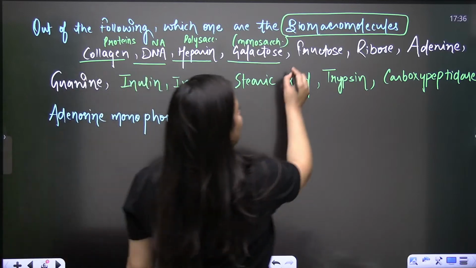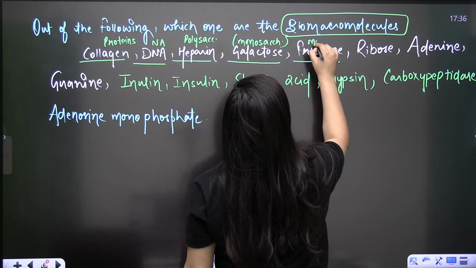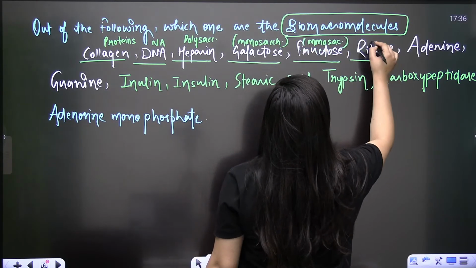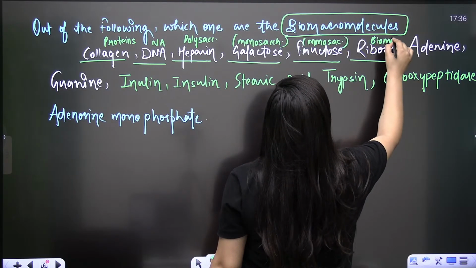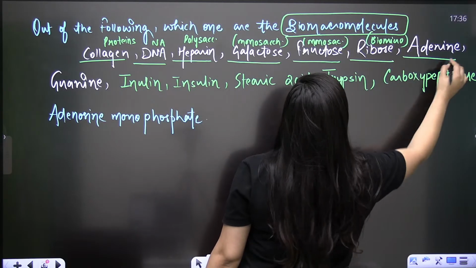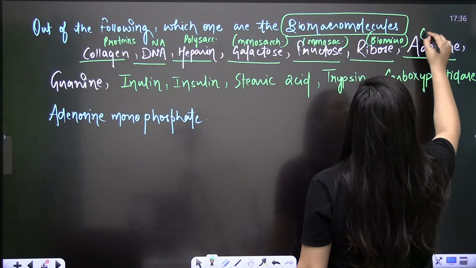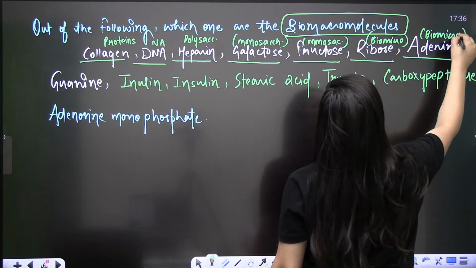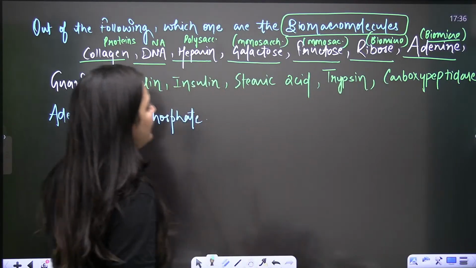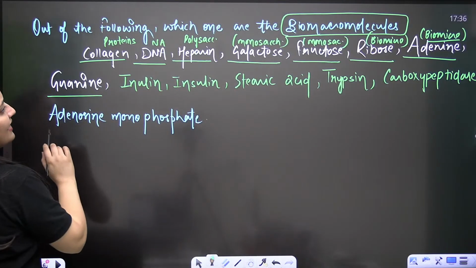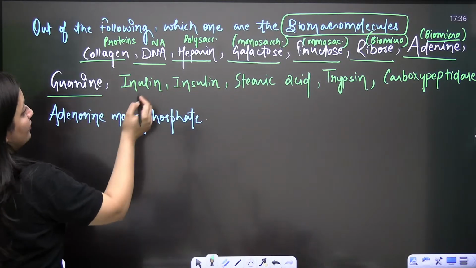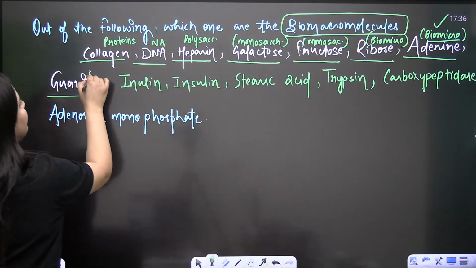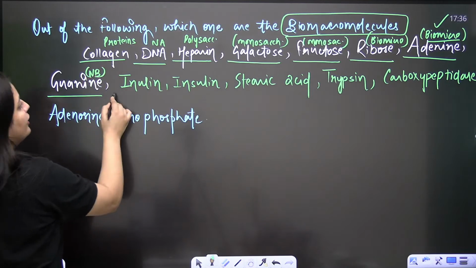It is a micromolecule. Fructose, again the same. It is also a monosaccharide, so again a biomicromolecule. Ribose, again a biomicromolecule. Adenine is a nucleotide basically, so again a biomicromolecule. Guanine is a nitrogenous base, also a biomicromolecule. Thymine is also a nitrogenous base, biomicromolecule.